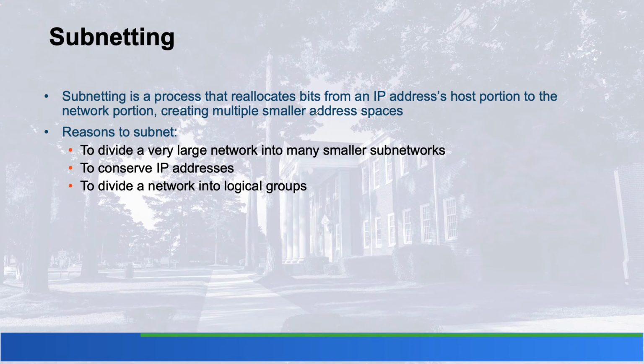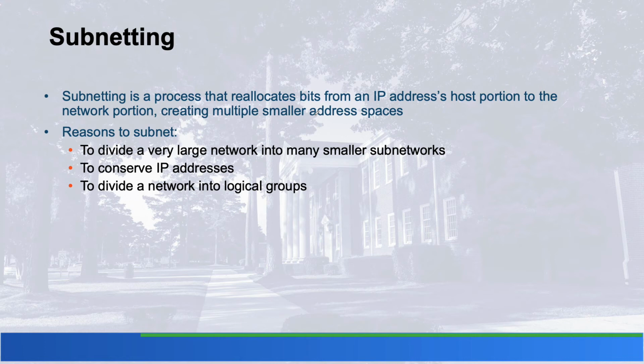Okay. This is what we're talking about, CIDR notation. Subnetting is a process that reallocates bits from the host portion to the network portion, creating smaller address spaces or smaller networks. The reason we use CIDR notation in subnetting is to divide very large networks into smaller ones, to cut down on waste, to conserve IP addresses, to make them more secure, and to put them into logical groups.